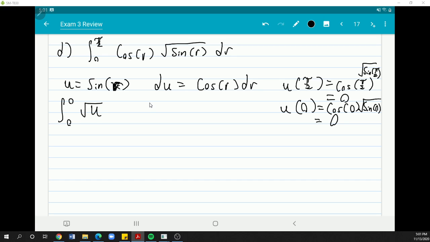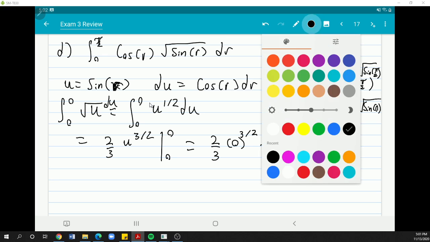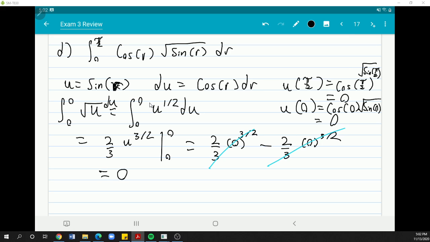And let's pretend like we didn't remember that rule from last time. Let's evaluate this like we normally would. This is u to the 1/2 du. This would be equal to 2/3 u to the 3/2 evaluated from 0 to 0, equals 2/3 times 0 to the 3/2 minus 2/3 times 0 to the 3/2. And these two are the exact same thing, being minus, so they cancel, equals 0.